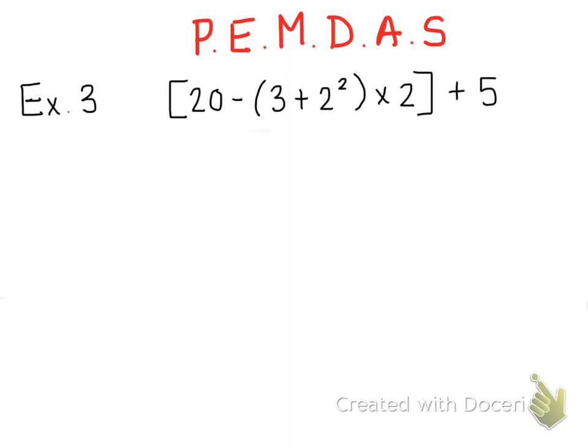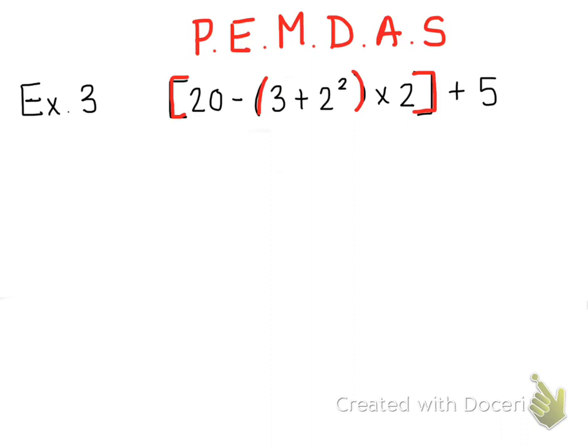Okay, so we have bracket 20 minus parenthesis 3 plus 2 squared, close parenthesis, times 2, close bracket, plus 5. Wow. The first thing I'm looking for is grouping symbols. I have 2 sets of grouping symbols. I have brackets and parentheses. Now remember what we said, that we have to do the innermost grouping symbol first. So I'm going to start with the parentheses.